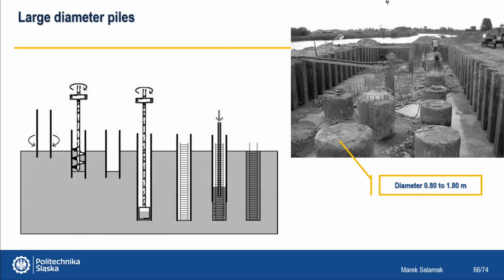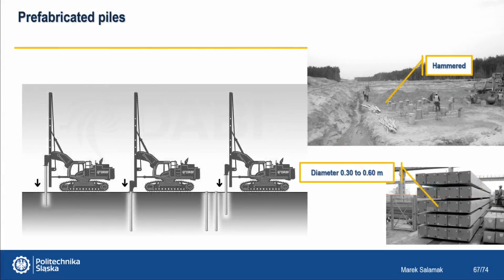Here we can see the process of forming large diameter piles, which have a diameter of 0.8 to even 1.8 meters. The pile heads are crushed and the protruding reinforcement is connected with the reinforcement of the cap, which is the basis for the columns, for the pillars. Here we can see the driving process of precast reinforced concrete piles, which have a square cross-section of 30 to 60 centimeters.